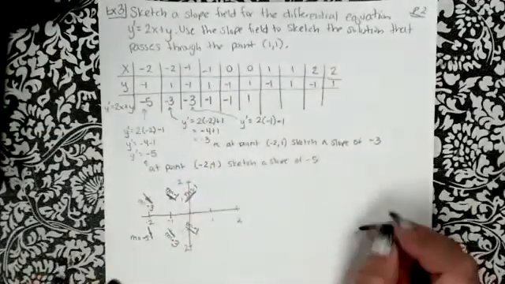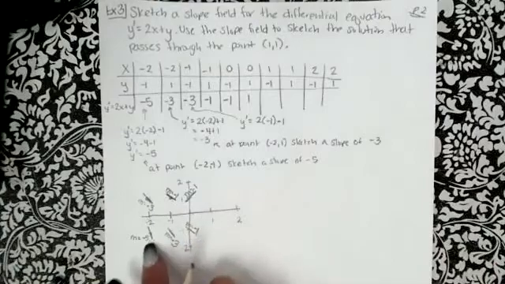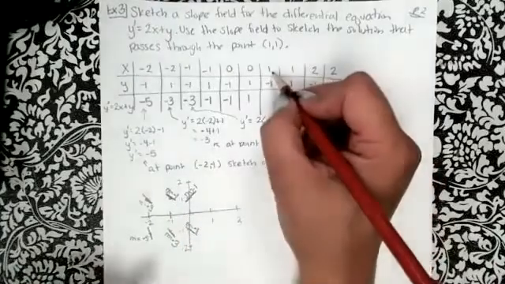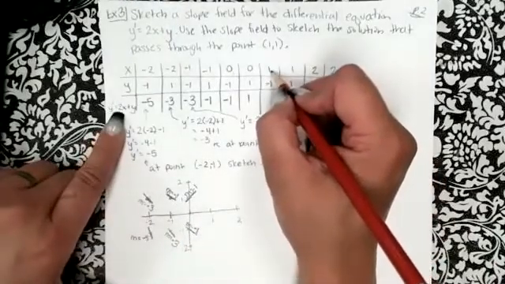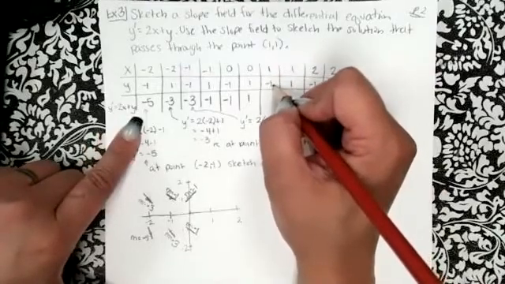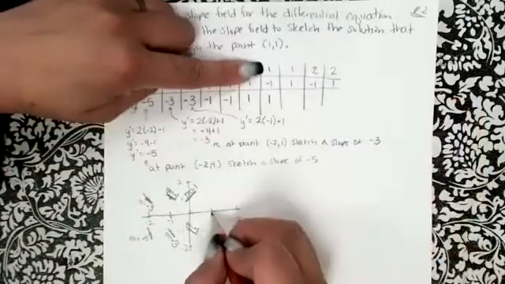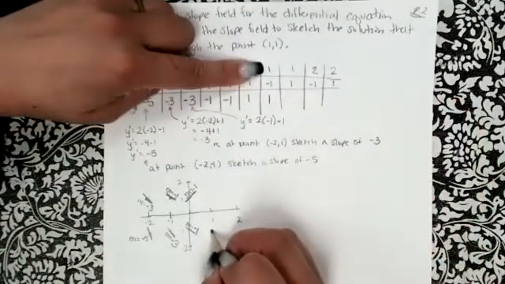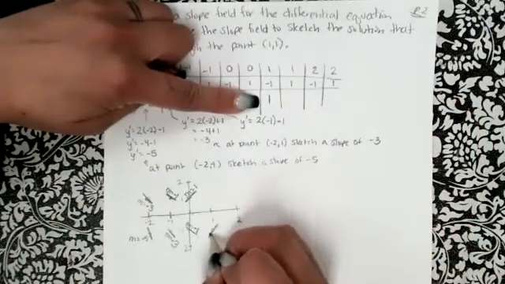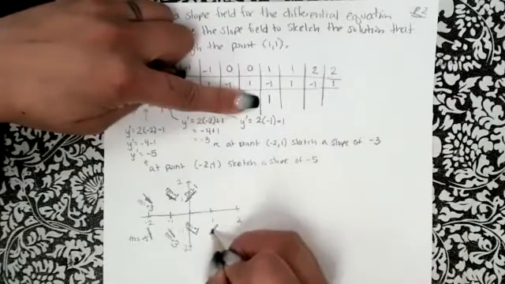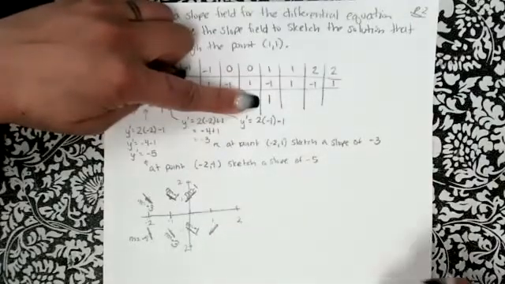These are called slope fields. You're finding the slope at each individual point. Right here, when I plug in 1, 2 times 1 is 2 minus 1. That comes out to be a 1. So at the point x is 1, y is -1 right here. I want a slope of 1. So that means I go up 1 over 1. That's why it's looking like that.